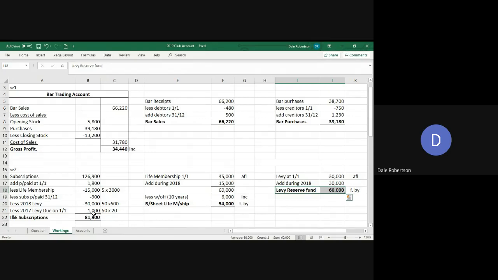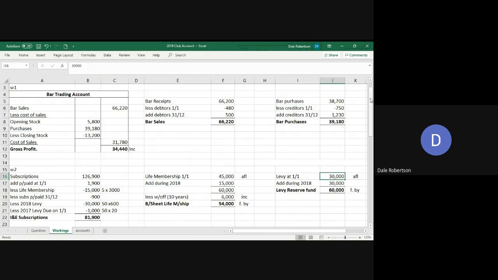We don't need to take this 2017 levy and include it on here because it is already included in the 30,000. It's 30,000 every year. It's just that it has not been collected yet. And so therefore now it has, and therefore that 30,000 is a complete number.